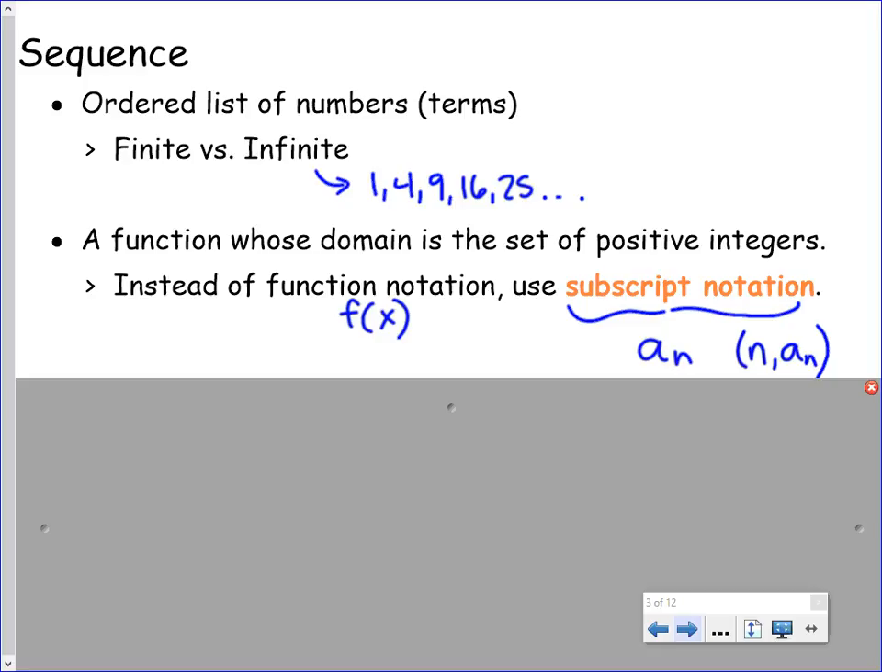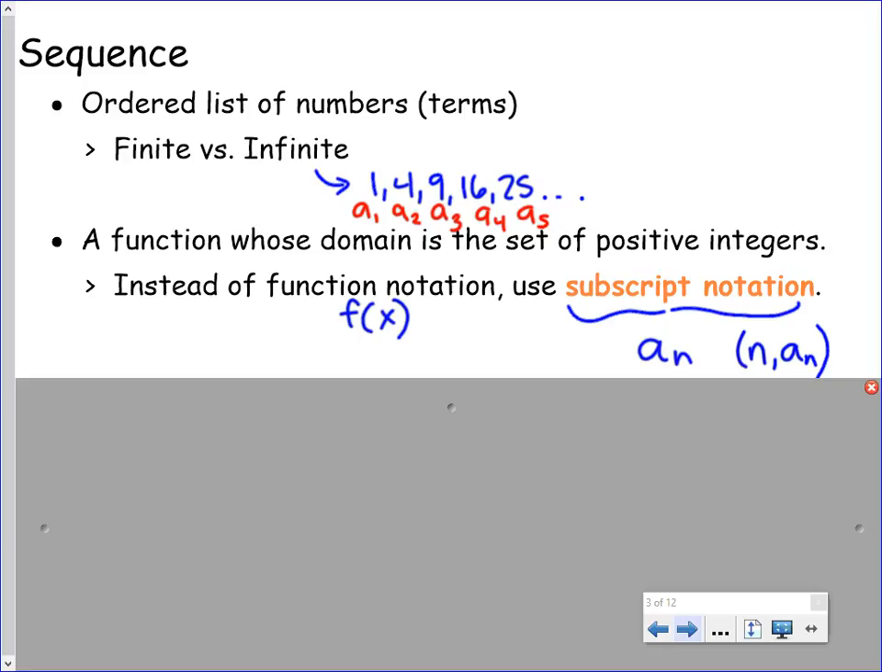So up here, I have my output values. I could label these output values, and it's really important that you're comfortable with the notation. 1 is a sub 1. 4 is a sub 2. 9 is a sub 3, a sub 4, a sub 5. So again, that whole idea that a sub 5 is really the 5th term. 25 is the 5th term in that sequence of perfect squares.